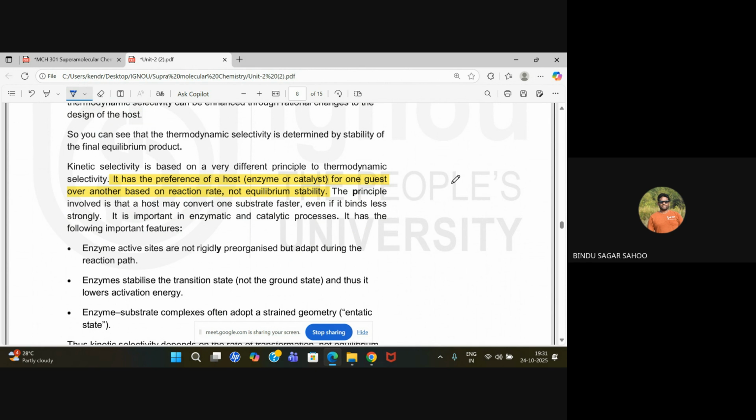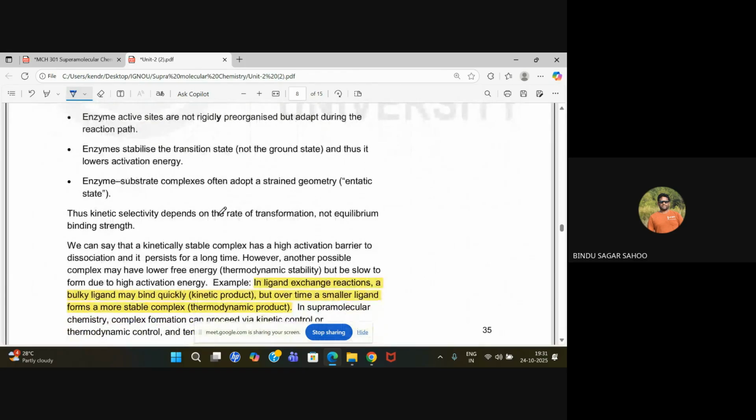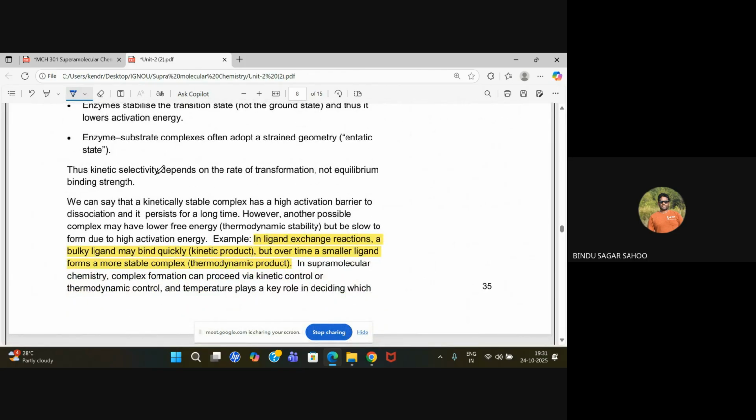So the metal-ligand interaction and the host-guest interaction may be of less strength. The strength-wise it may be less, but if the complex is forming in a small time interval or in a faster way, then I can say this is a kinetically stable complex. So the kinetic stability depends upon the rate of transformation, not equilibrium binding strength. We can say the kinetically stable complex has a high activation energy barrier, and if the activation energy barrier is high, it will be a good kinetically stable complex.